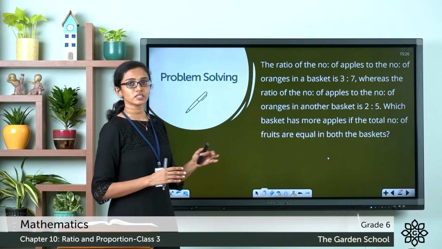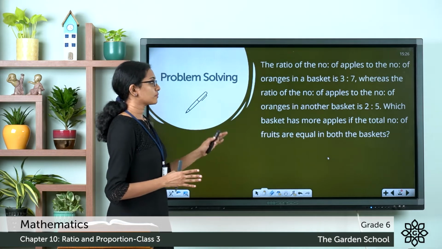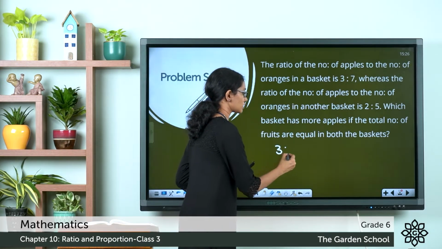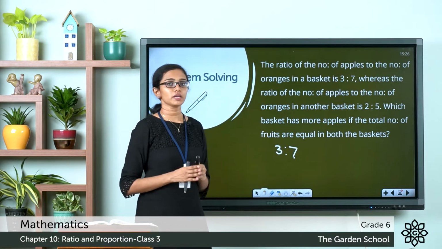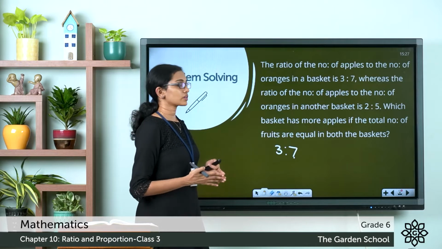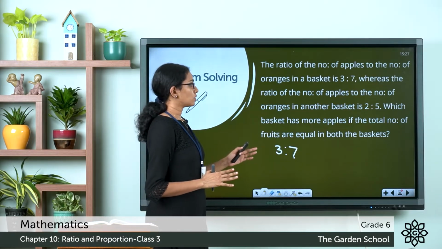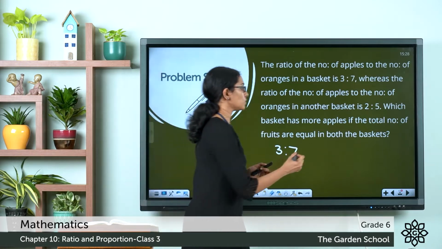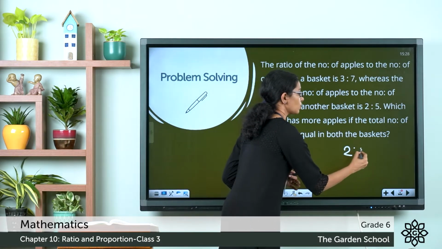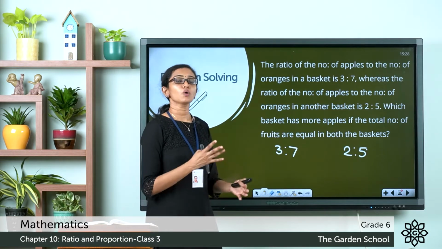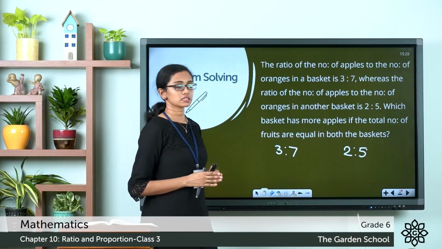We are given that in the first basket the apples and oranges are in the ratio 3:7, which means for every 3 apples there will be 7 oranges in the basket. Now, in the second basket, the apples and oranges are in the ratio 2:5, which means for every 2 apples, there will be 5 oranges in the basket.